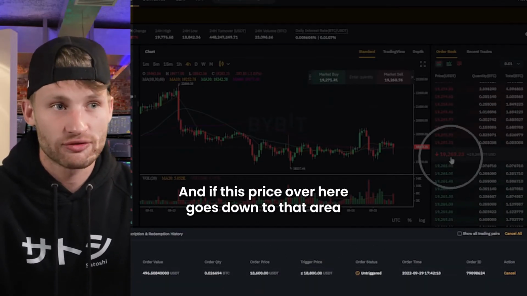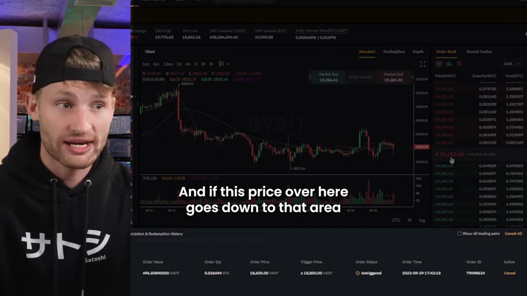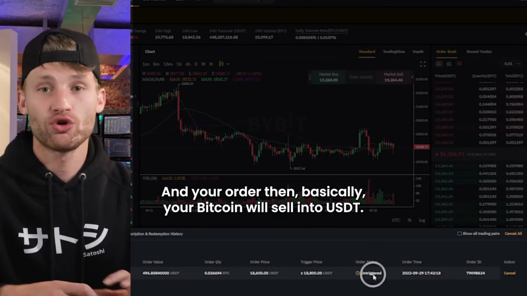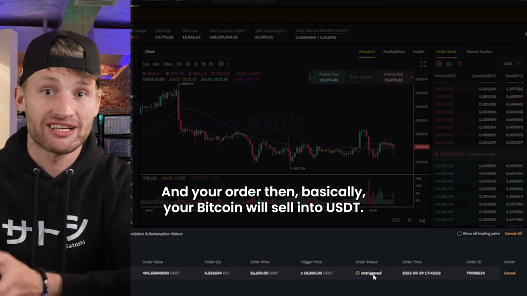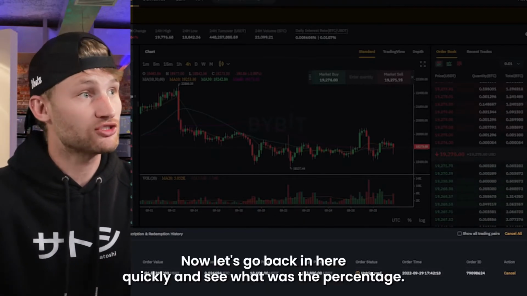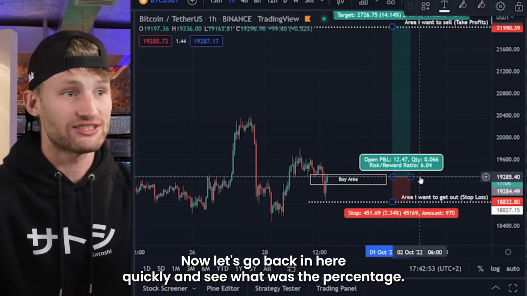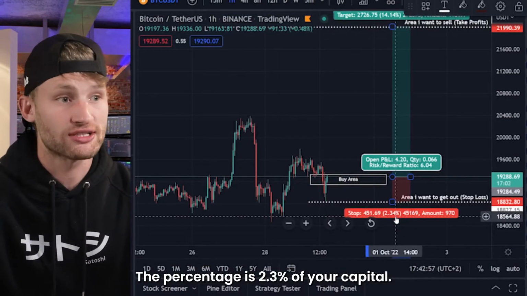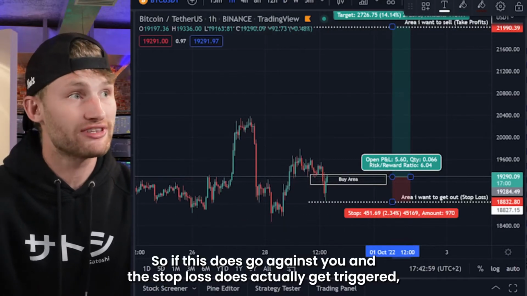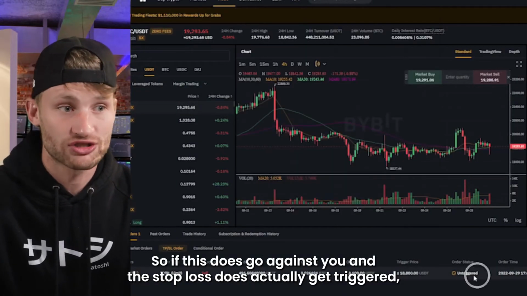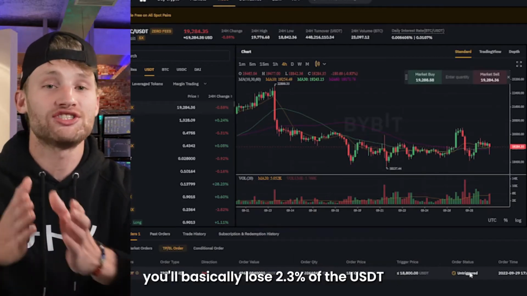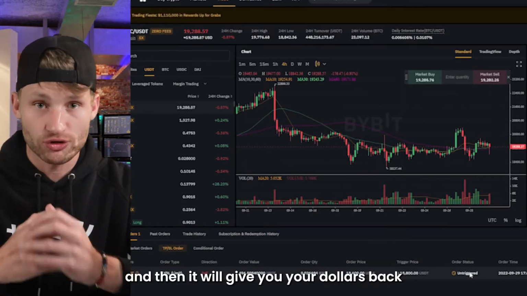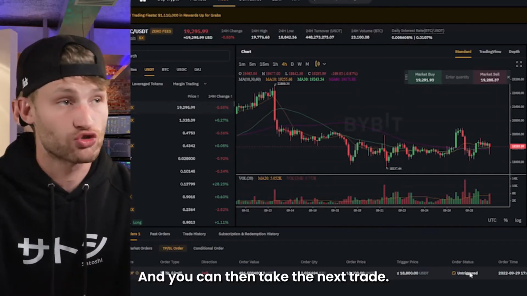And if the price over here goes down to that area and goes through, it will then say triggered, and your Bitcoin will then sell into USDT. Now let's go back in here quickly and see what the percentage was. The percentage is 2.3% of your capital. So if this does go against you and this stop loss gets triggered, you'll lose 2.3% of the USDT, and then it will give you your dollars back and you can take the next trade.